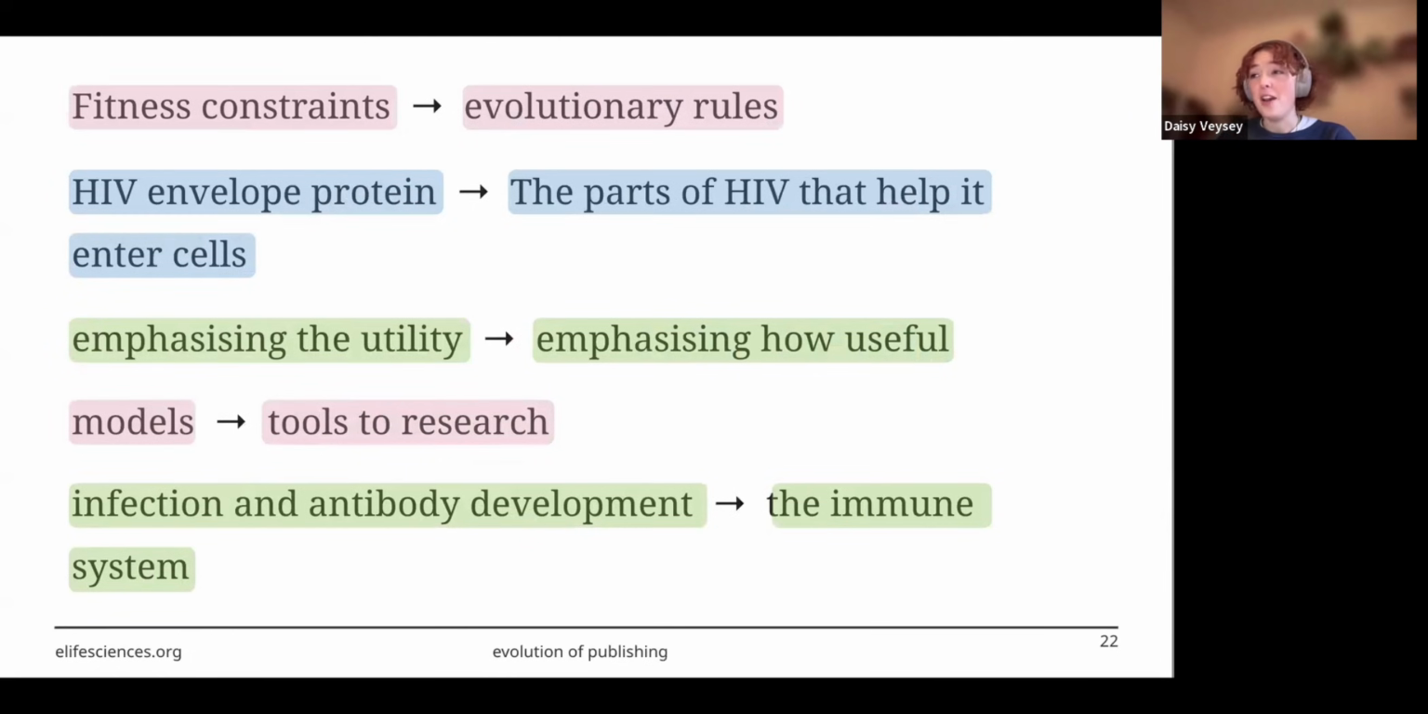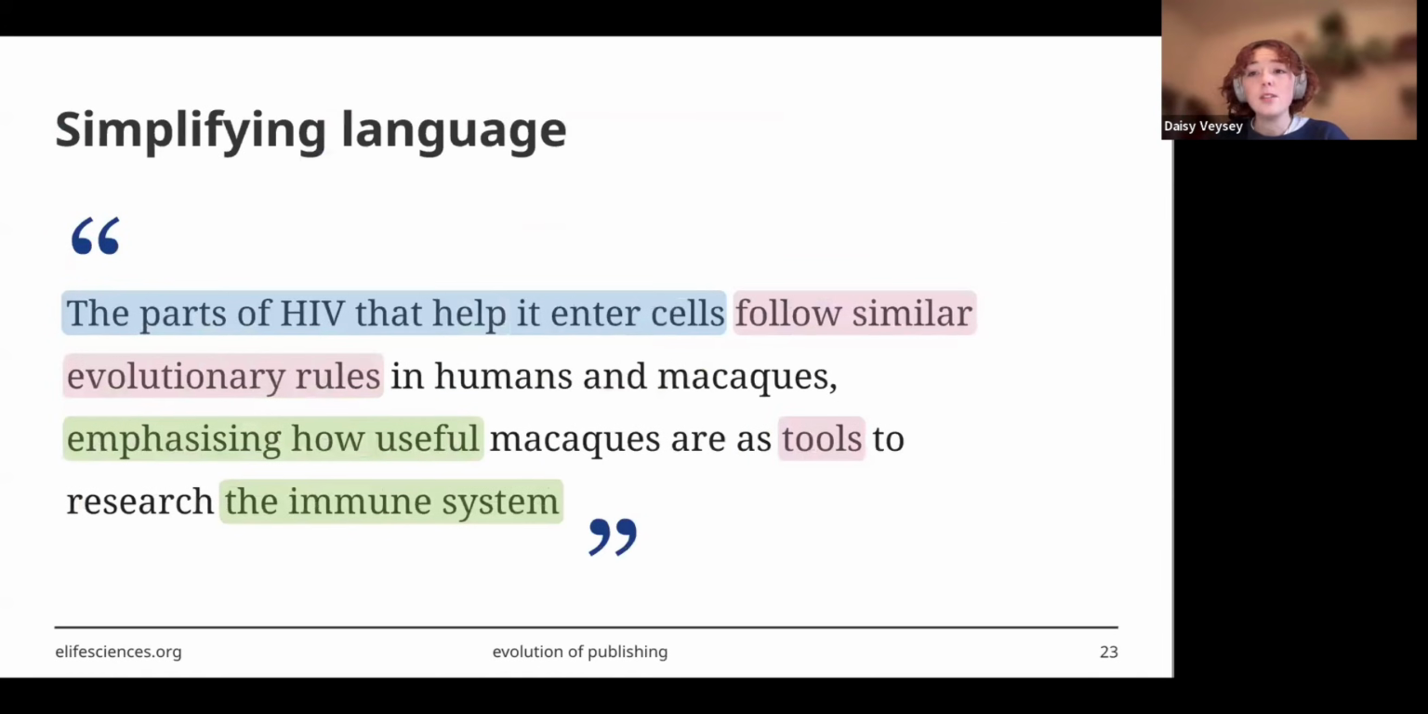Here's specifically how I'll do it. I won't read all of these out, but you'll notice in some of these I'm choosing between metaphor and explanation here. It's kind of whatever works best, whatever you're comfortable with. So for the HIV protein, I've explained that in quite literal terms because it's kind of complex and I need to be specific. But for fitness, I've used a metaphor. I've called it evolutionary rules. It's not totally precise, but it says what I need it to say. So this now becomes: the parts of HIV that help it enter cells follow similar evolutionary rules in humans and macaques, emphasizing how useful macaques are as tools to research the immune system.